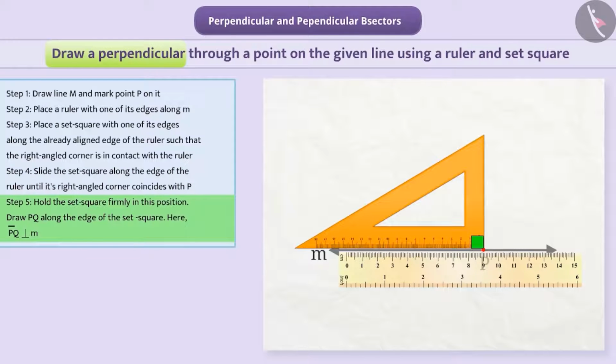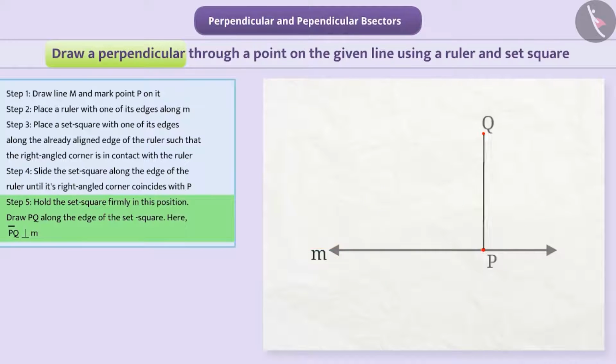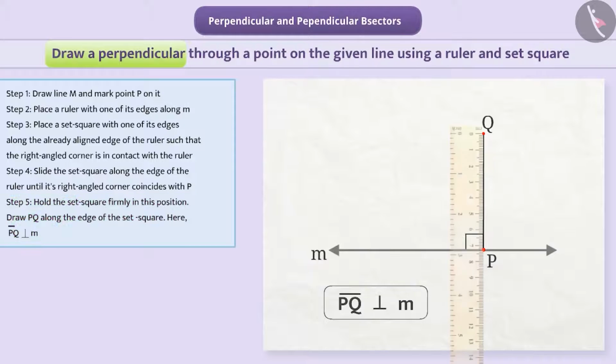Draw PQ along the edge of the set square. The line segment PQ is perpendicular to the line M, which we can show as this. We can increase the perpendicular with the help of a ruler.